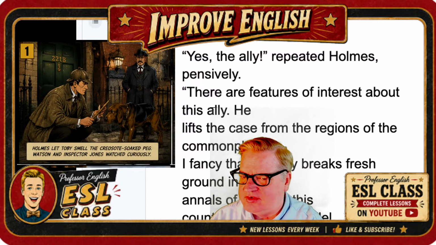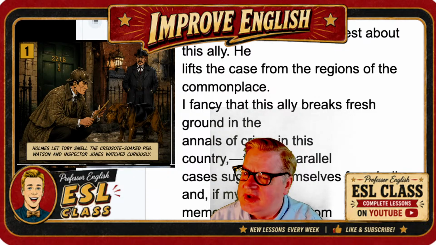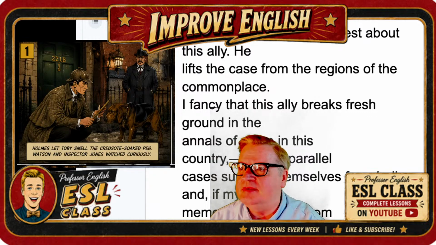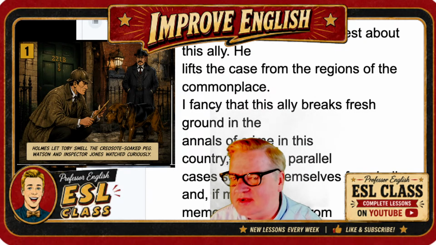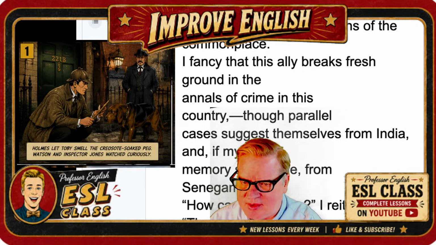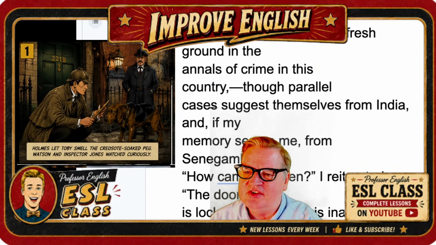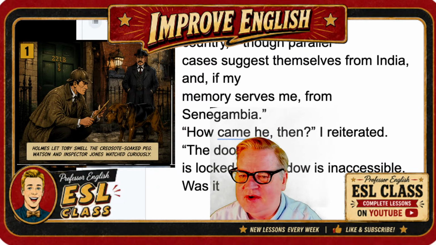There are features of interest about this ally. He lifts the case from regions of the commonplace. So Holmes is saying it's very unique. There are things about this ally that make this a very special case. It's not a normal case. That's what commonplace means. It means just common. It means normal. I fancy, and here fancy means like I believe, I think. That's kind of a very British thing to say. Or my favorite idea is that this ally breaks fresh ground in the annals of crime in this country. Though the parallel cases suggest themselves from India, and if my memory serves me from, what is that, Senegambia?